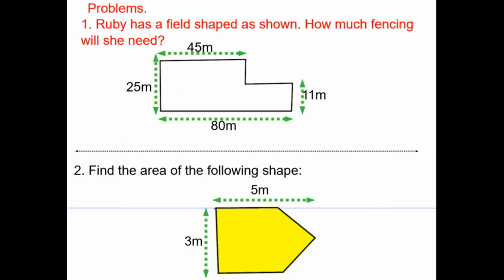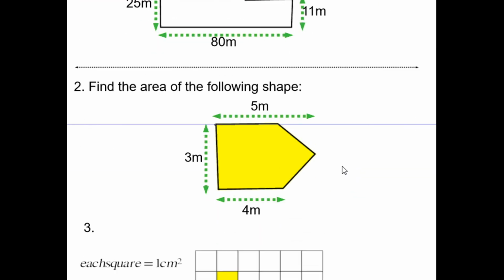Well, here's some problems for you. Remembering that my drawing is not very good, these are all right angles, it's a rectangular section. And down here, this is meant to be a right angle as well. So find this problem, how much fencing does she need? In other words, what's the perimeter of this shape? And down here, find the area of this shape.